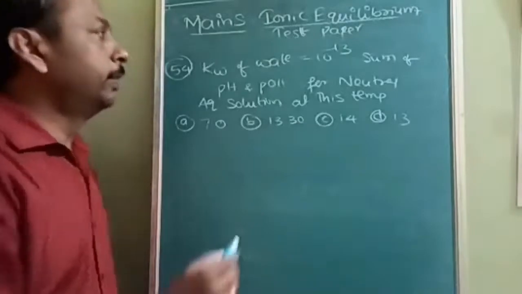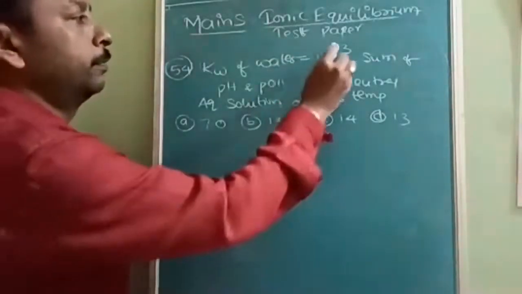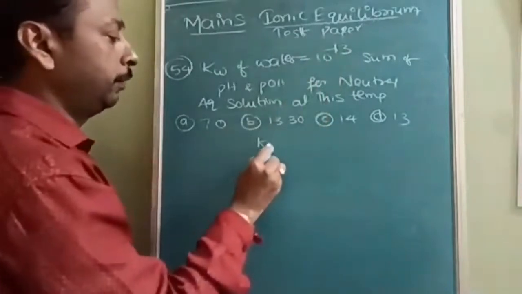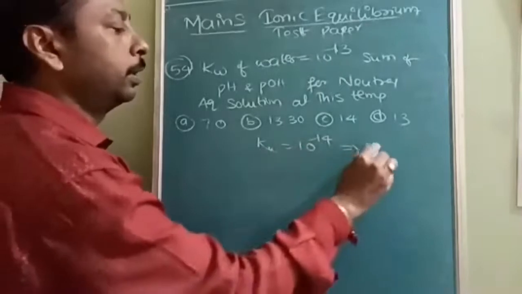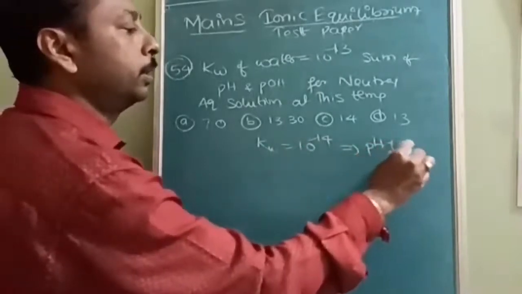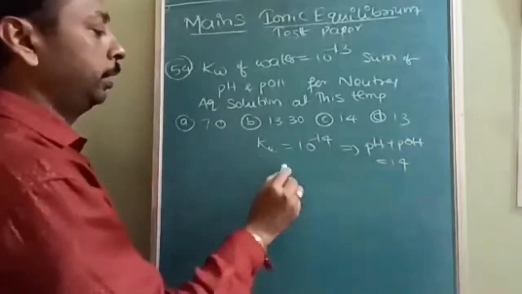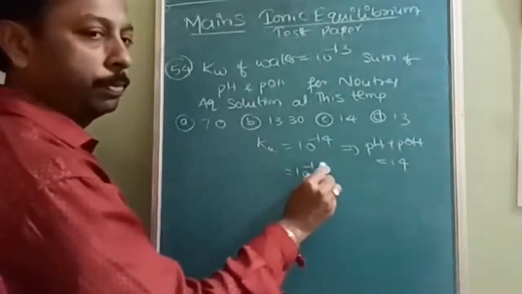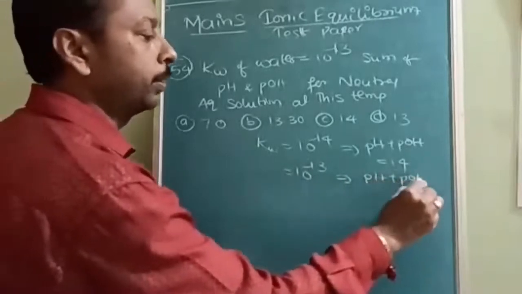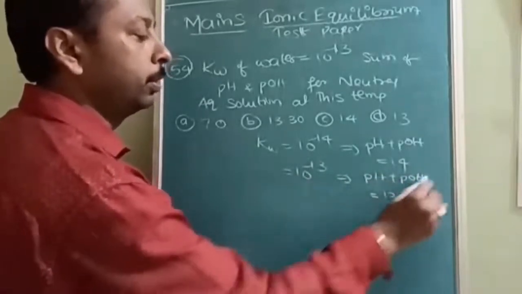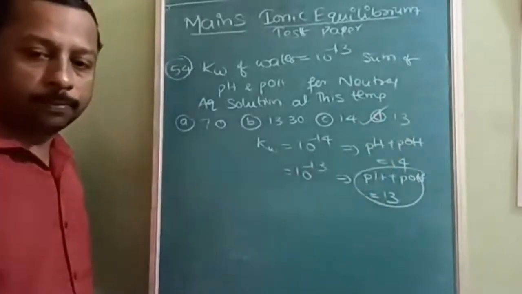So here, normally we will find Kw of water as 10 to the power of minus 14. When Kw is equal to 10 to the power of minus 14, for pH and pOH of the same solution, we will take it as 14. But here it is given as 10 to the power of minus 13. So pH plus pOH is going to be how much? 13. So option D, the fourth option, is correct.